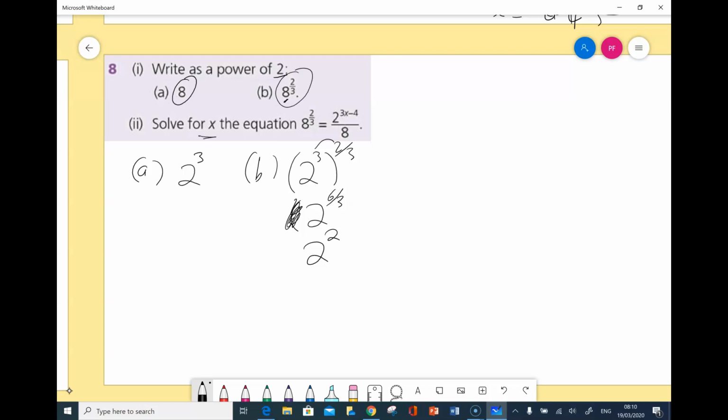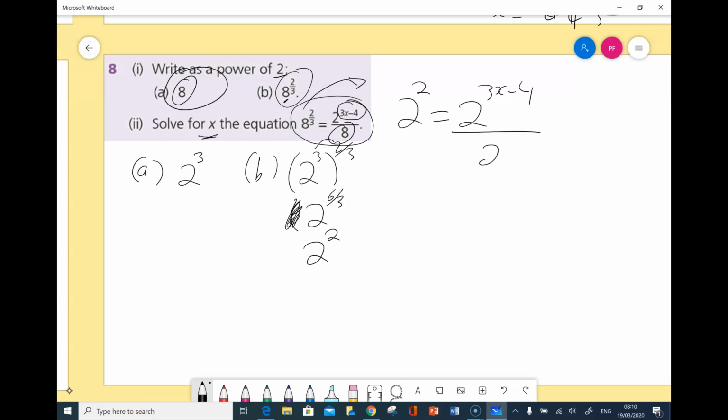Now, solve for x this equation. So what we're looking for is up in the indices, so that means we need to make all our base numbers the same. So 8 to the power of 2/3, well, I know that can be written as 2 squared. I just found that out a second ago. Then I've got 2 to the power of 3x minus 4. And then from part A, I know that 8 can be written as 2 to the power of 3.